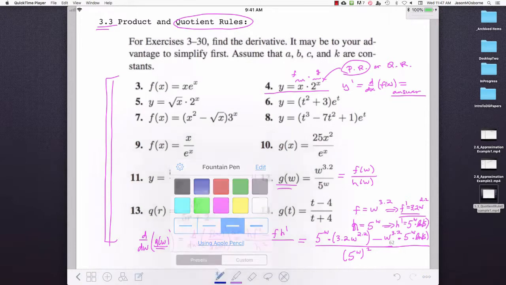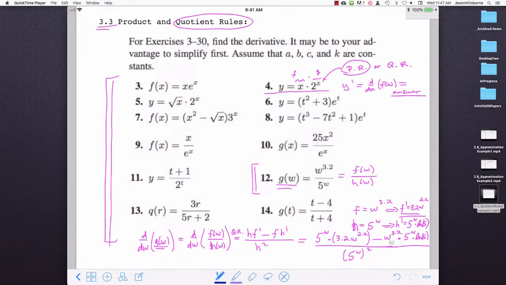If you had to simplify, the only thing I could see to simplify here, because the only one that has the same base is 5 to the w squared, which is 5 to the w multiplied by 5 to the w, which is 5 to the w plus w, add the exponents, 5 to the 2w. So that's the only thing I could think to simplify here.